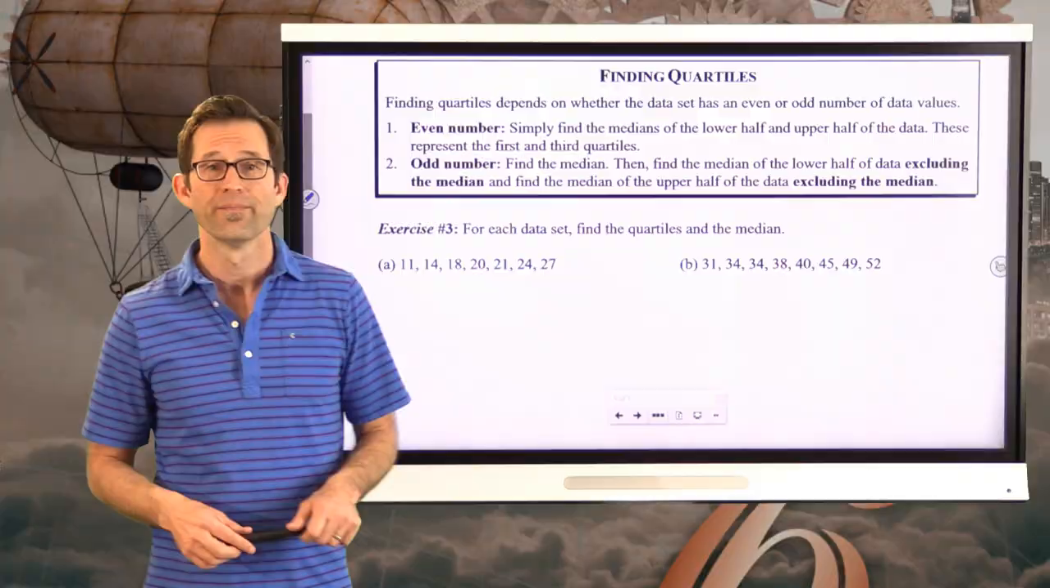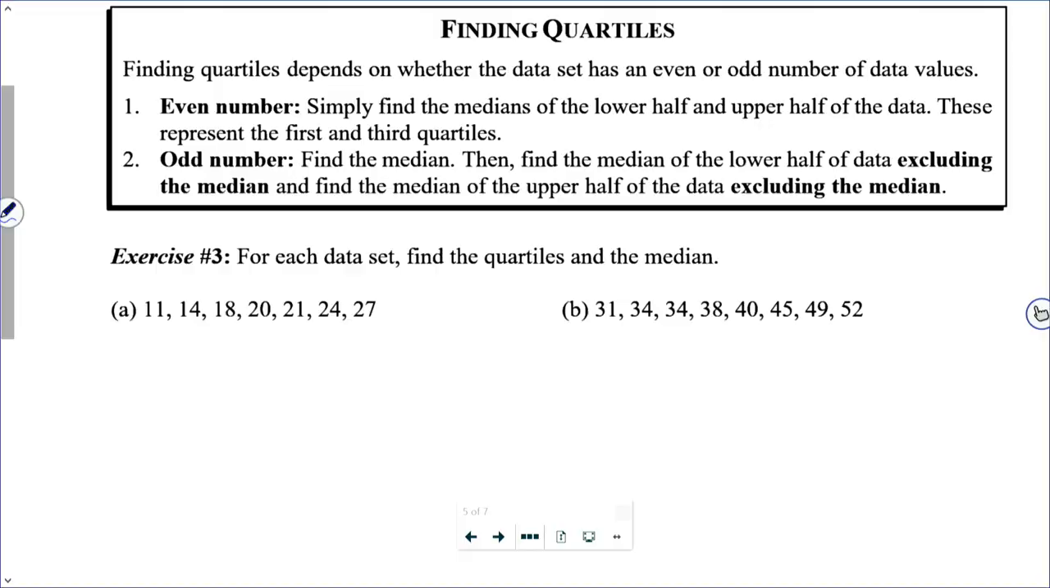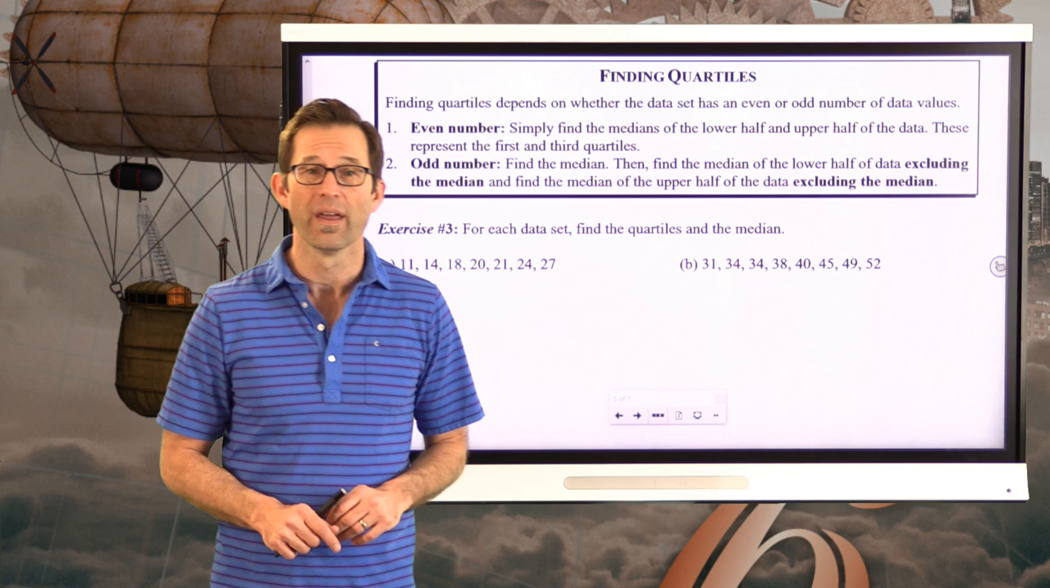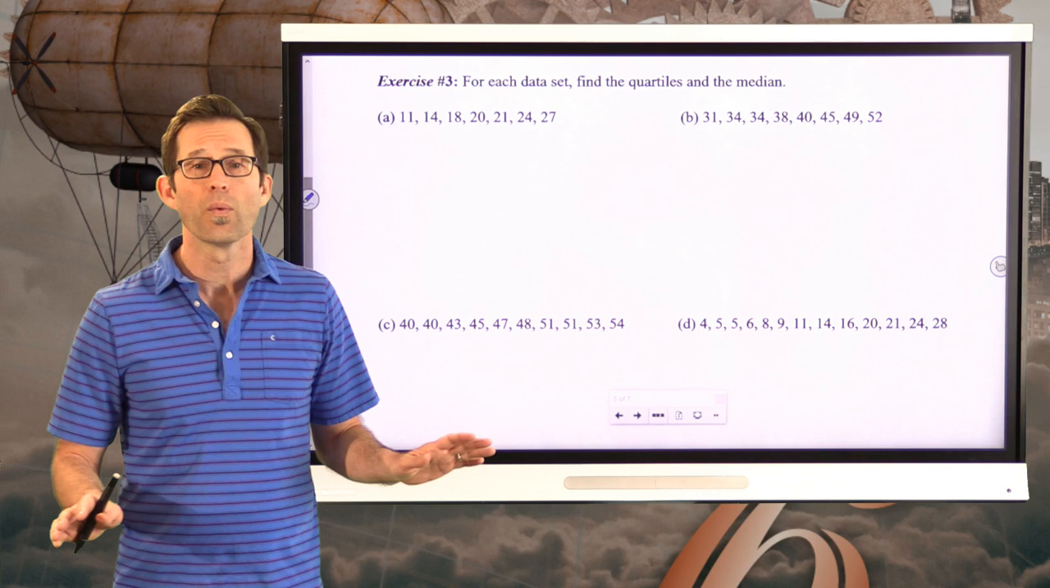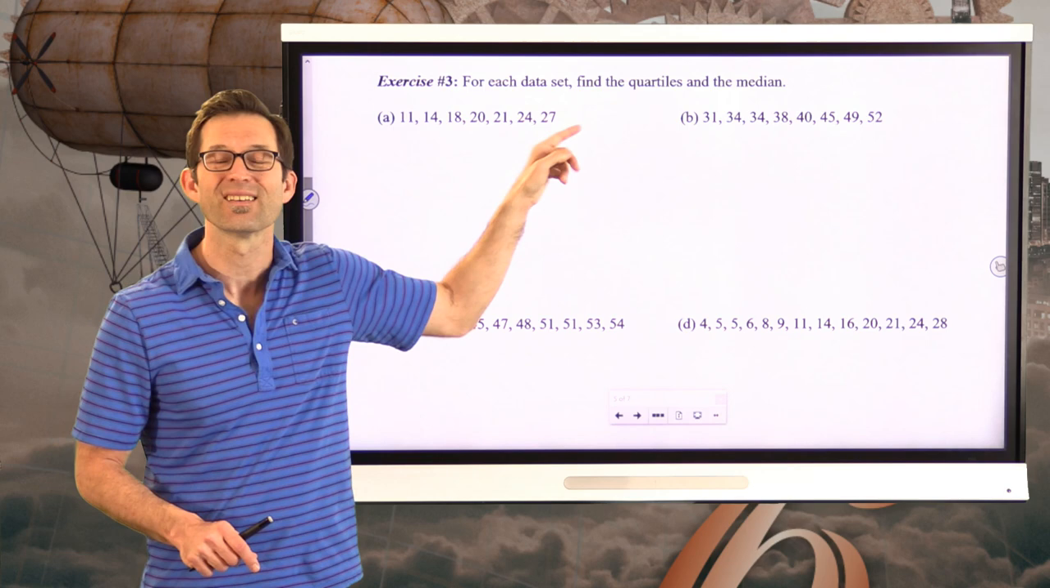Exercise number 3. For each data set, find the quartiles and the median. Let me bring this up a bit. We've got 4 of these to go through. The first thing you always want to do is just figure out how many data points there are. So in letter A, we've got 1, 2, 3, 4, 5, 6, 7. We have 7 data points.